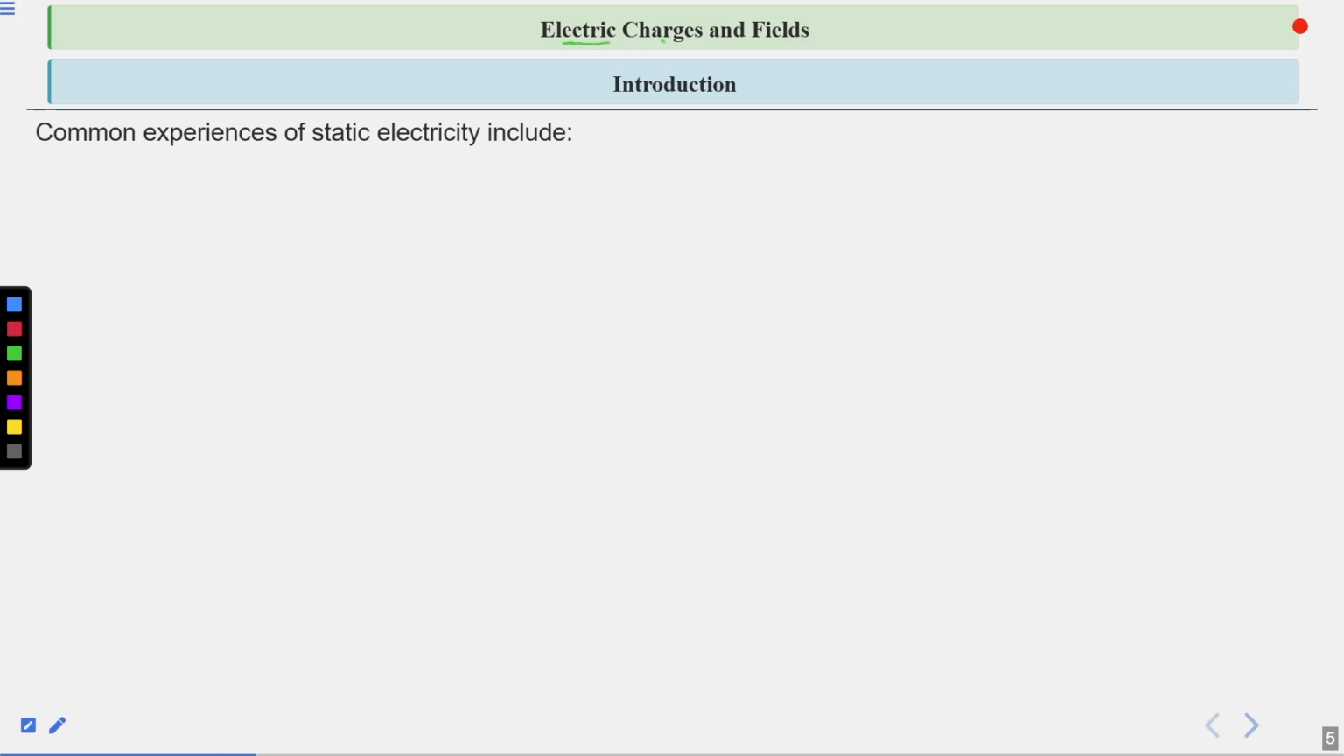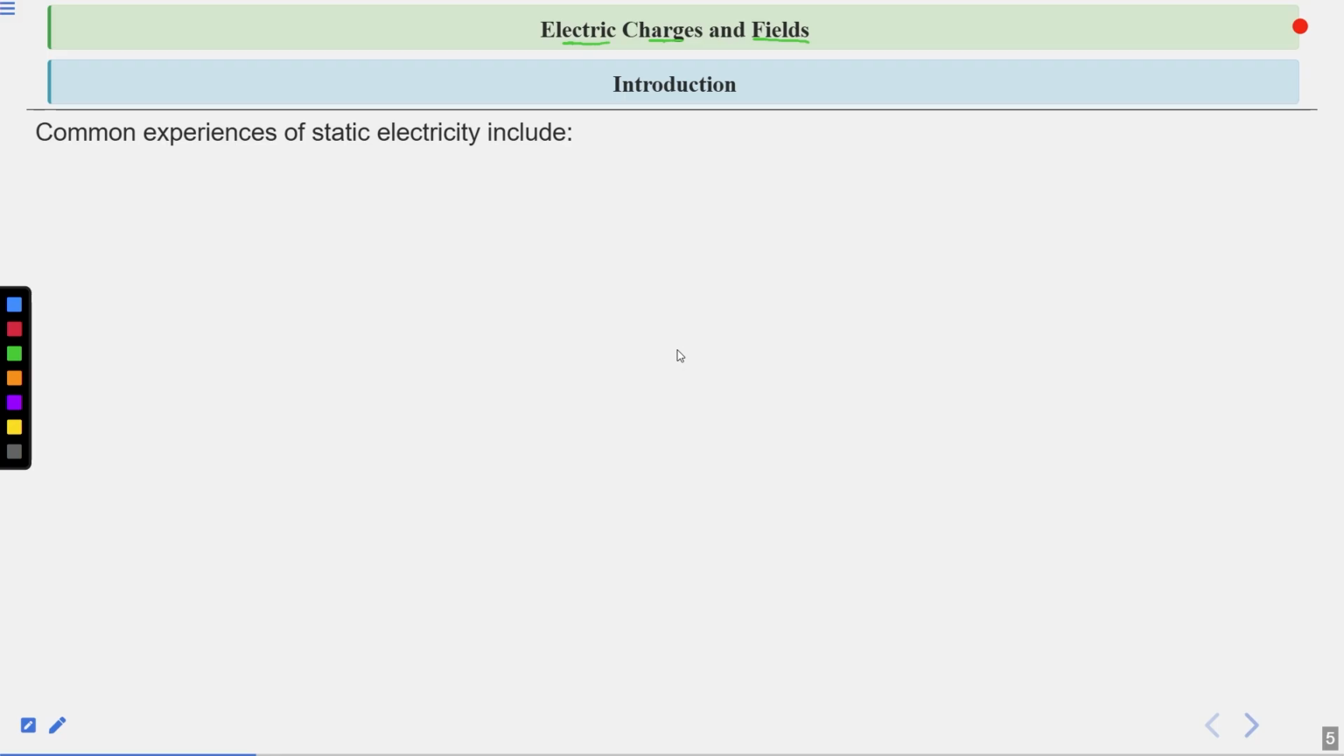Electric charges and fields. So here the question arises, what is electrostatics? Electrostatics deals with electric charges at rest. Static means not moving, so we study charges that are stationary. And what is electric charge? Electric charge is a basic property of matter, just like mass. It causes particles to experience a force when near other charges.